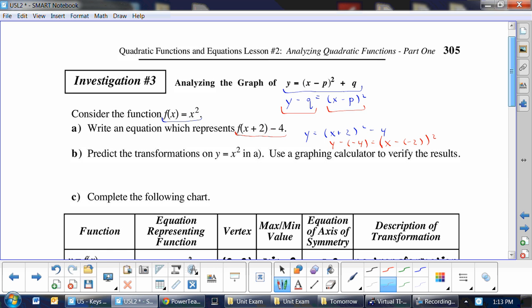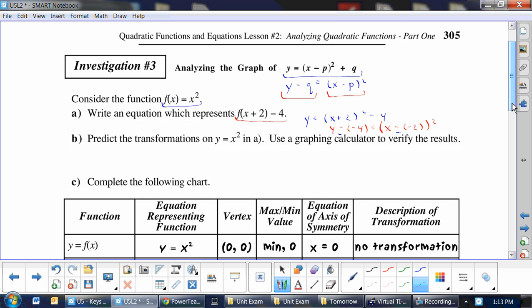Okay. Remember, we always want a minus sign here, and we want one here as well. The reason that we do this is because if you look at B, it says predict the transformations. So automatically, you can look at this and say y moves down 4 because it's a negative 4, and x moves left 2 because it's a negative 2.